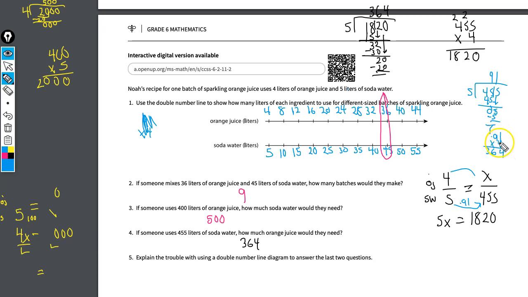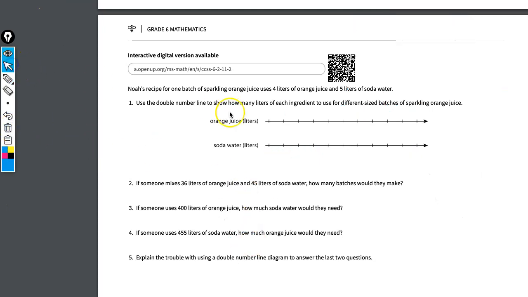4 times 1 is 4. 9 times 4 is 36. So again, 364. That's where that comes from. Explain the trouble using a double number line diagram to answer the last two questions. It would take forever to write all those out. You just can't extend them long enough, so they are weak in that area. One more, and we're all done.